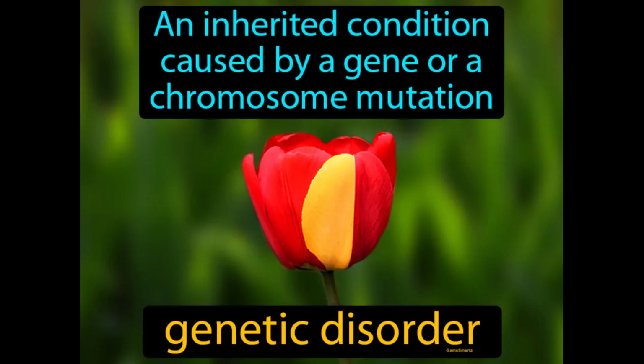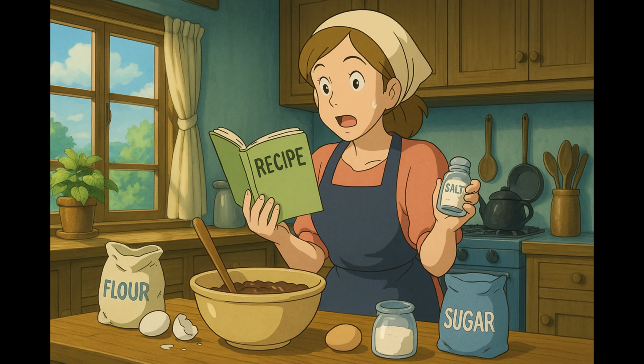An inherited condition caused by a gene or a chromosome mutation. Genetic disorder. It is a health problem caused by changes in our DNA. Imagine you're following a cherished family recipe to bake a cake, but you accidentally misread the instructions and add salt instead of sugar. Similarly, in genetics, an inherited condition can occur when there's a misprint or mutation in a gene or a chromosome, akin to mixing up ingredients in a recipe. Just as the cake might taste different or even be inedible due to the incorrect ingredient, a genetic mutation can cause the body to function differently, leading to a disorder because the recipe for building and maintaining the body wasn't followed correctly.